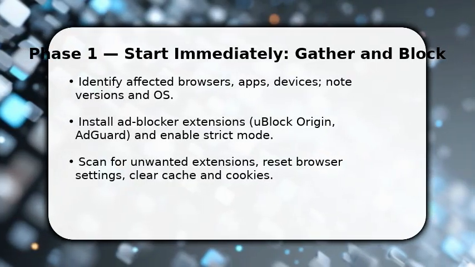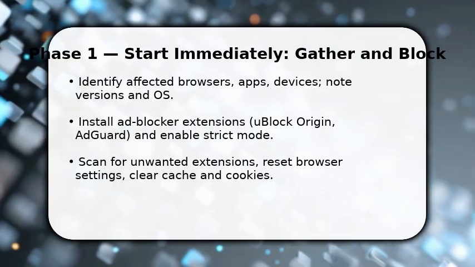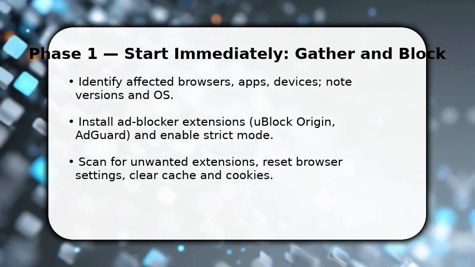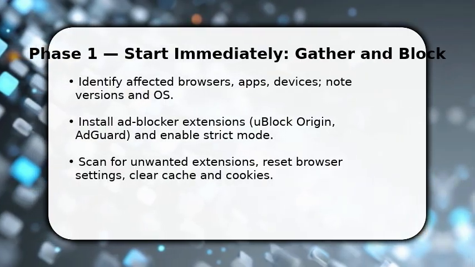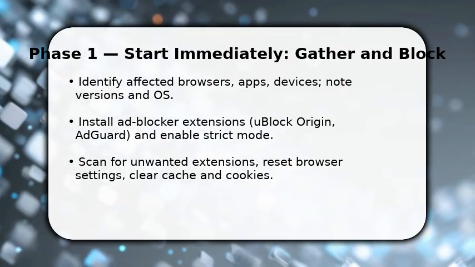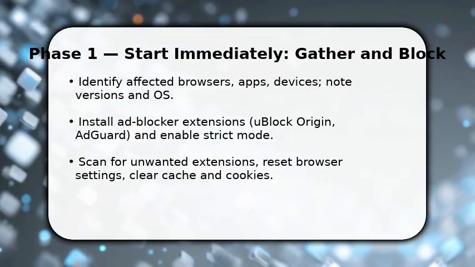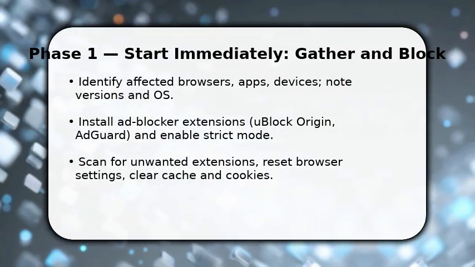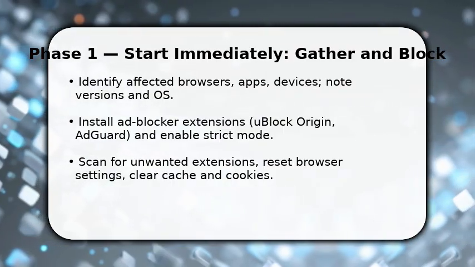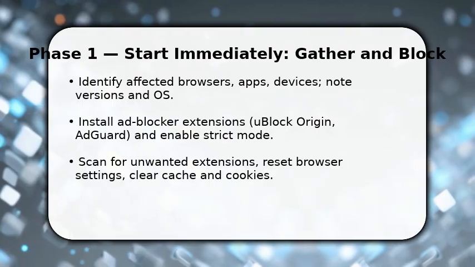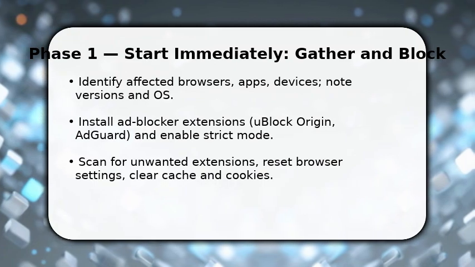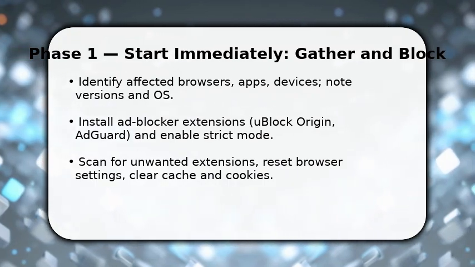You begin by isolating the problem. Check which browser or app shows random ads and record versions, because fixes differ. Next, install a reputable ad blocker like uBlock Origin or AdGuard and enable strict blocking lists to stop most injections. Once done, audit your extensions and remove anything unfamiliar, then reset the browser settings and clear cache and cookies to eliminate persistent scripts. These steps cut noise fast and prepare the system for deeper cleanup.